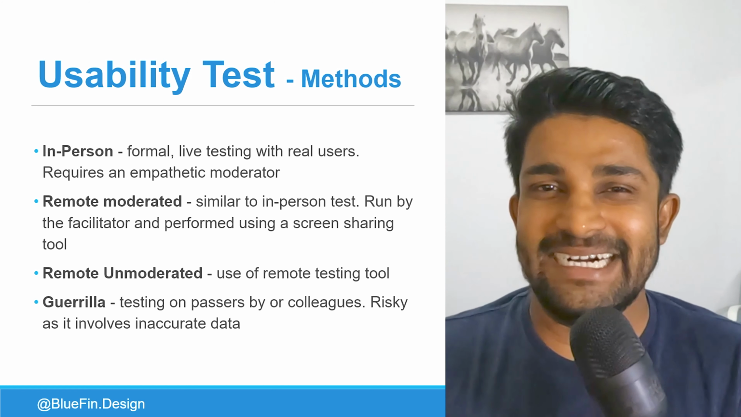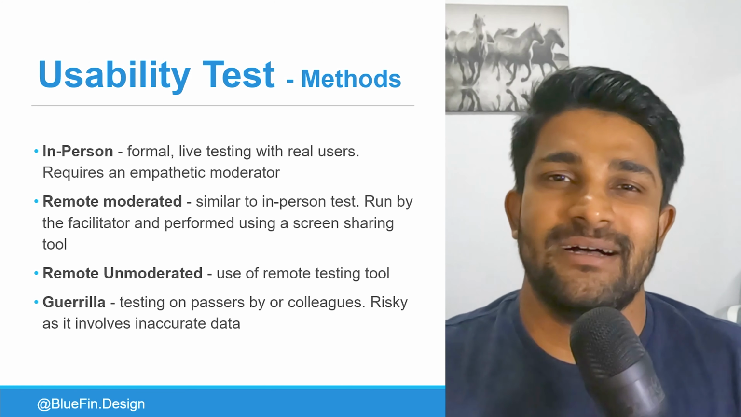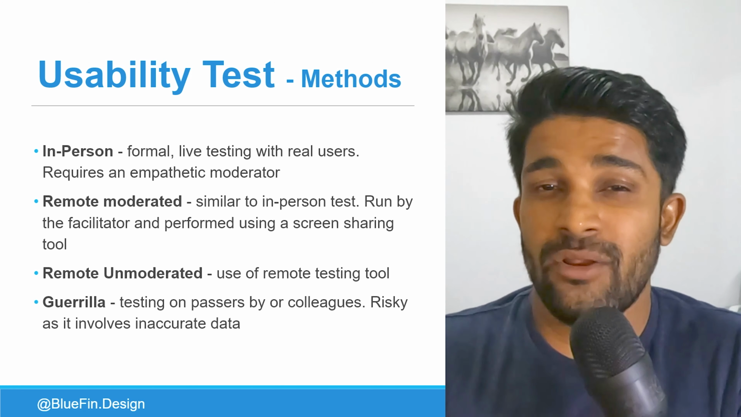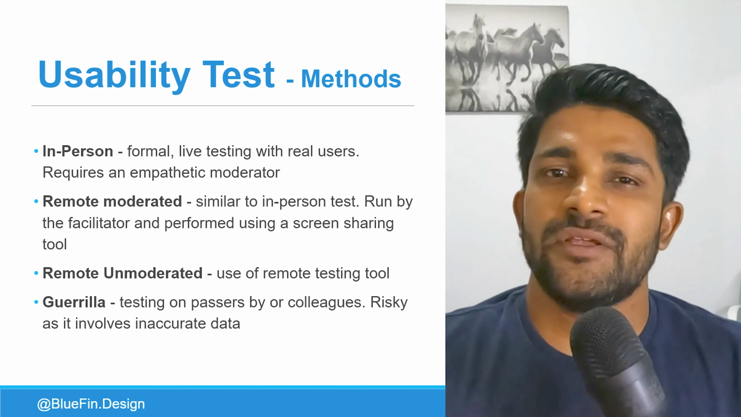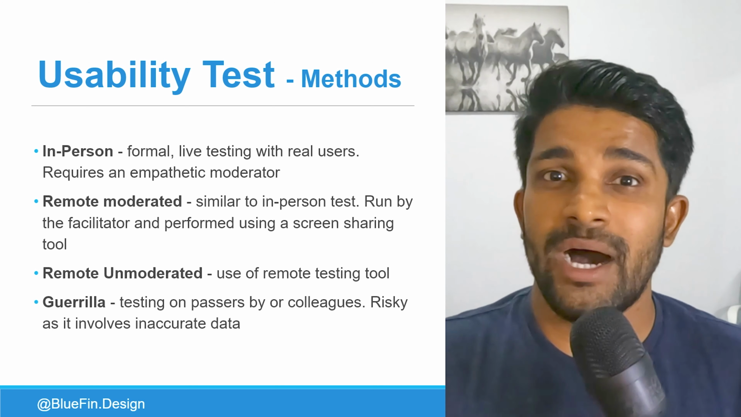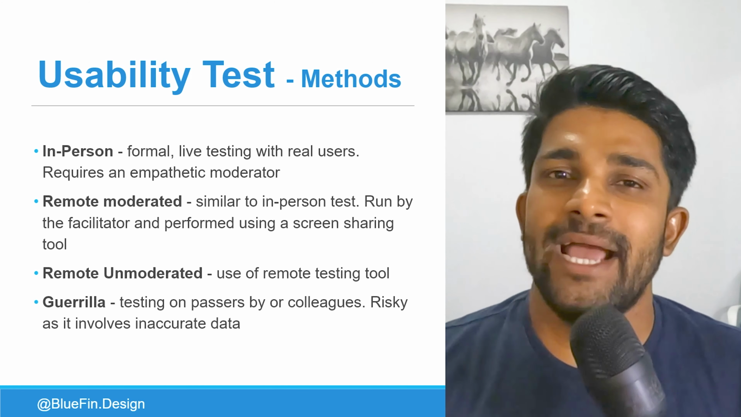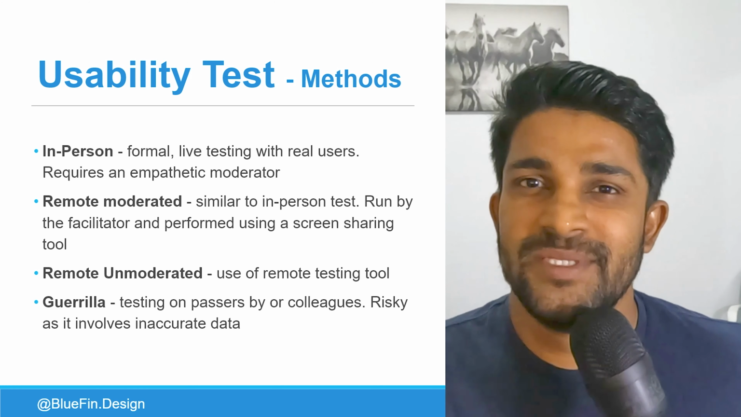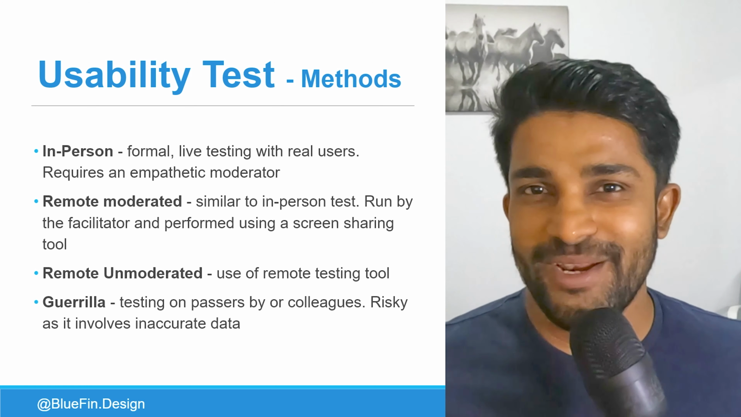The next and the last type is basically a guerrilla method wherein you don't really have a plan, but you test your product on passers-by and, for example, your colleagues or certain people you may have met in a public environment. This is very risky because first of all, it does not involve the representative set of users who are using your product, and it obviously has a higher probability of gathering inaccurate information. Both of which are highly risky for your product going forward.